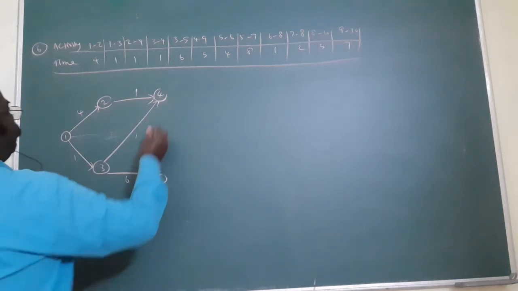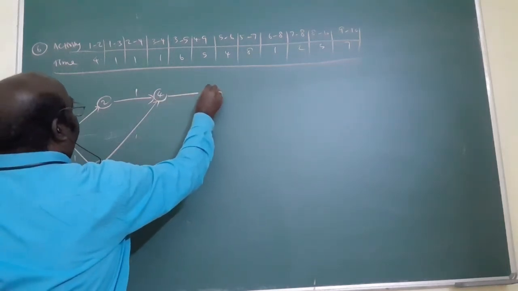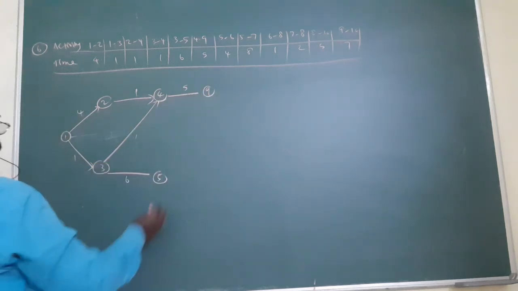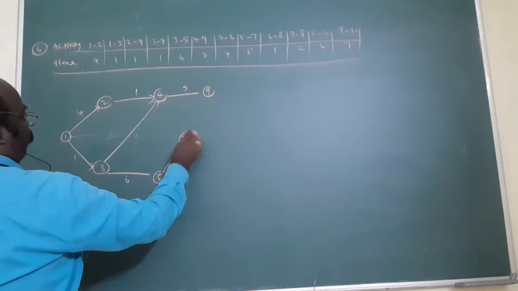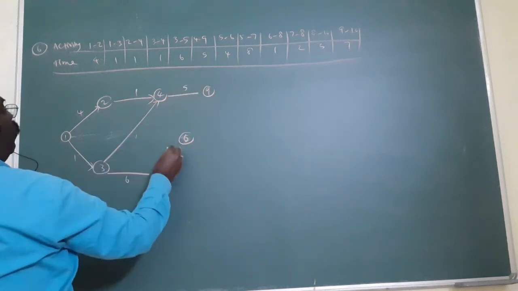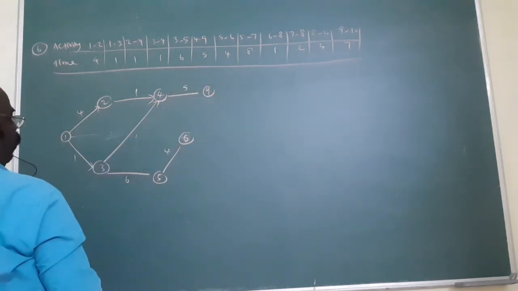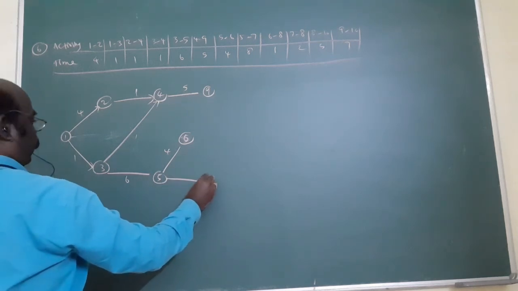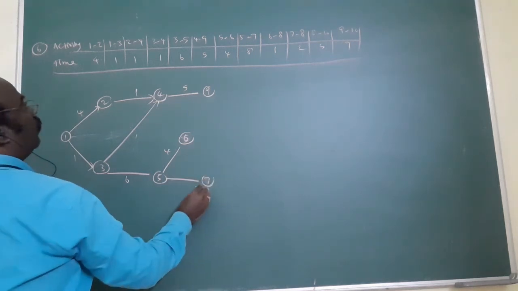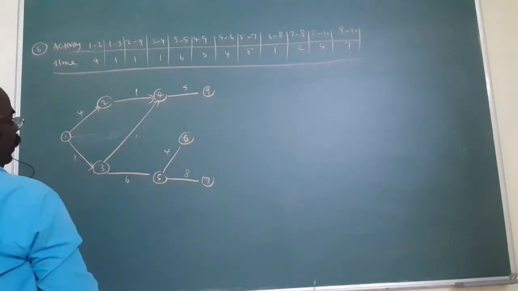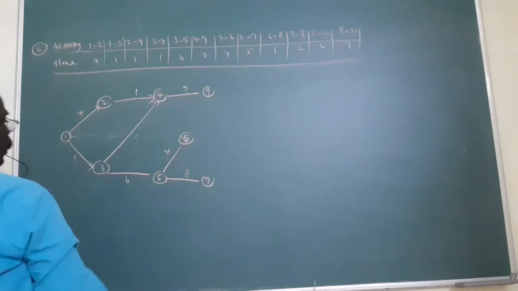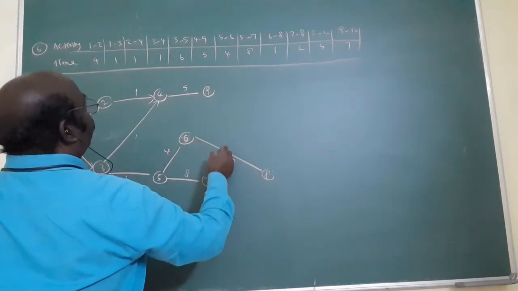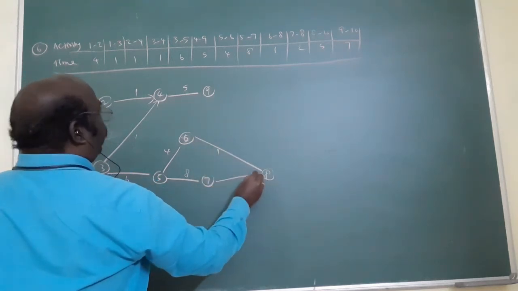4 to 9, 5. Then 5 to 6, 4. Next 5 to 7, 8. Next 6 to 8, 1. The 7 to 8, 2.